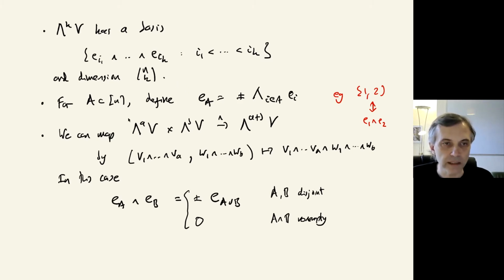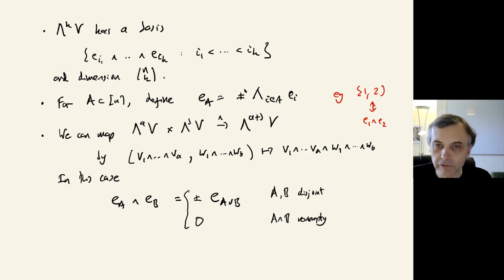And by the way, the full exterior algebra is just a sum over all k of these things. Now, and this is going to be very important, given a set A, we can define a corresponding wedge product. You just take the elements of A and wedge together the corresponding ei's. So if A is {1, 2}, you get e1 wedge e2. So if A has size k, then the corresponding wedge is in the kth exterior power.